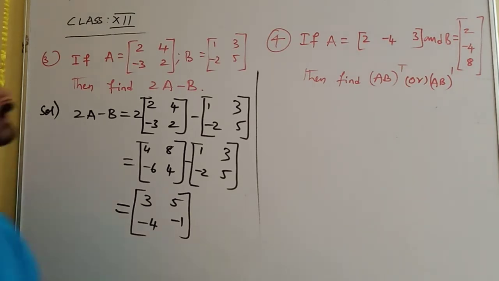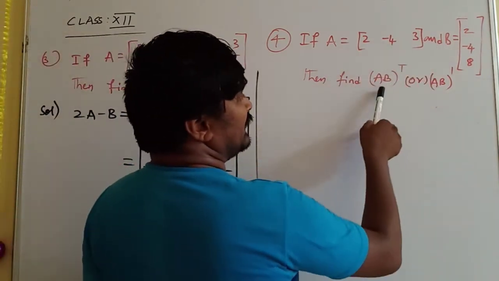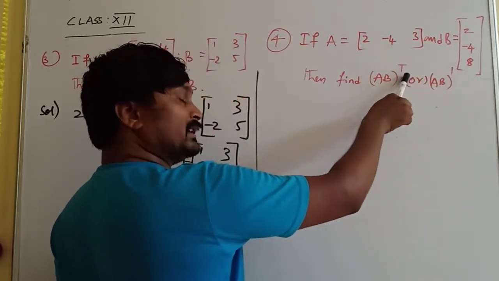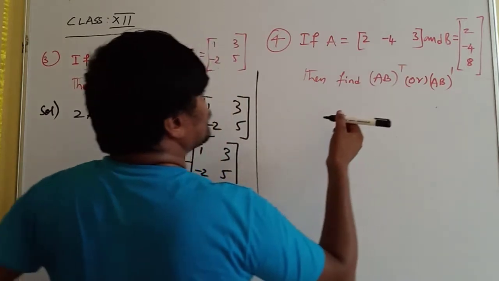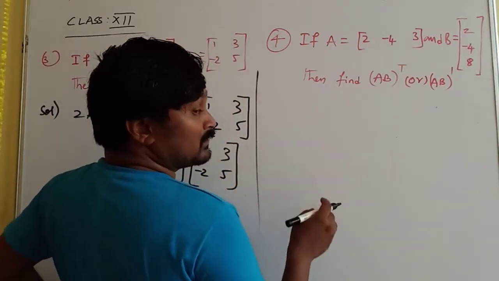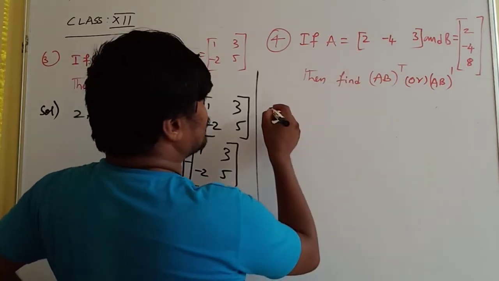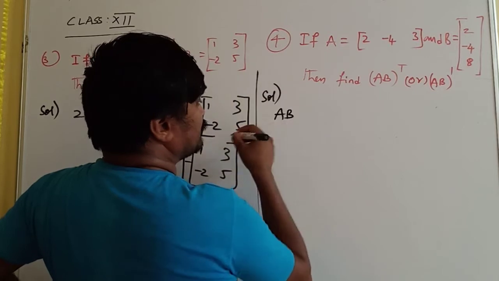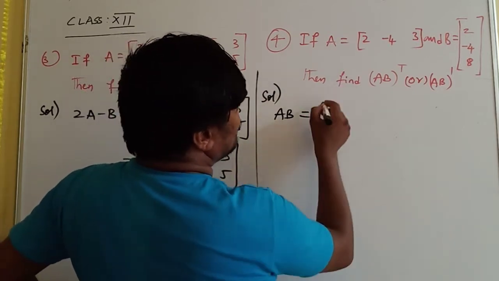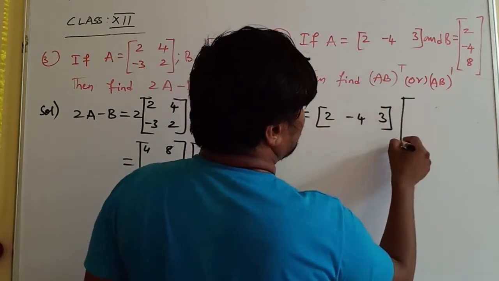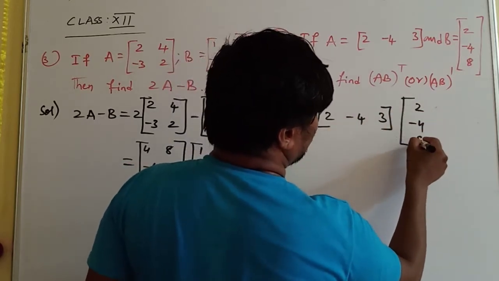Let's move on to the fourth. A is given, B is given, find AB whole transpose, or AB dash. Here AB dash and AB transpose are both the same. What is the meaning of transpose? Write rows as columns and columns as rows. Now let me solve here. For this solution, first find AB. A is [2, -4, 3] and B is [2, -4, 8].